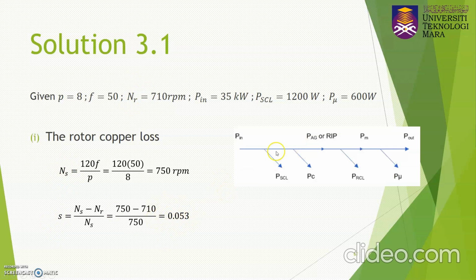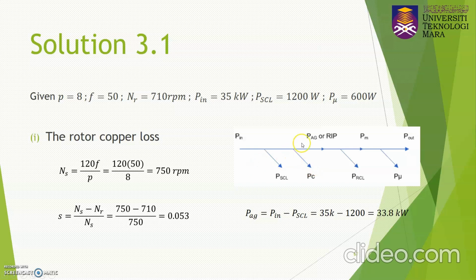Next, in order to calculate your PRCL, we refer to the power flow diagram in terms of the fishbone here. Pin is given, and you are going to find the PRCL here. The PSCL is also given. First, you need to find your P air gap. The P air gap will be equal to P in minus your PSCL minus your PC. Since this question does not give you the PC, it can be assumed negligible.